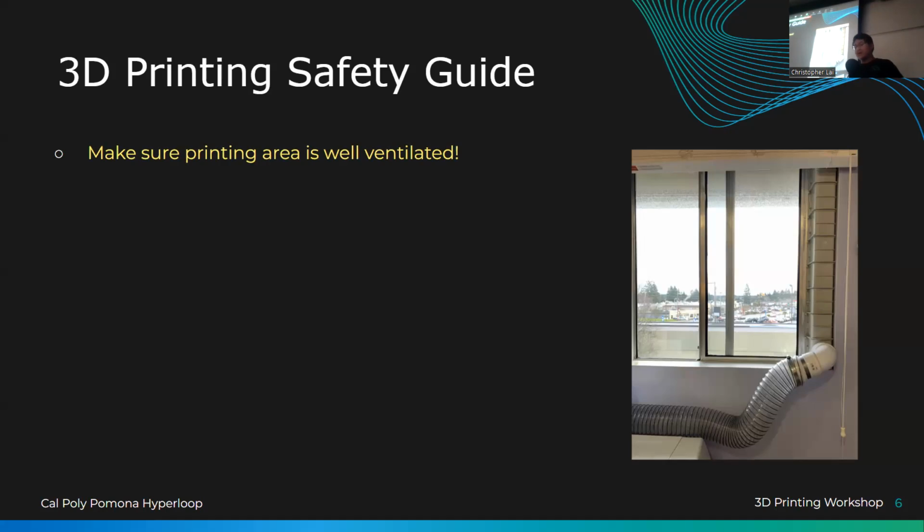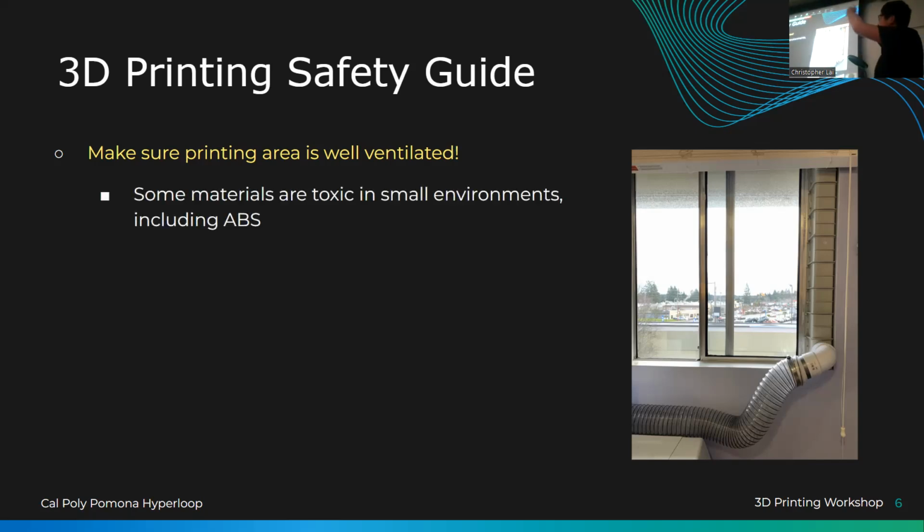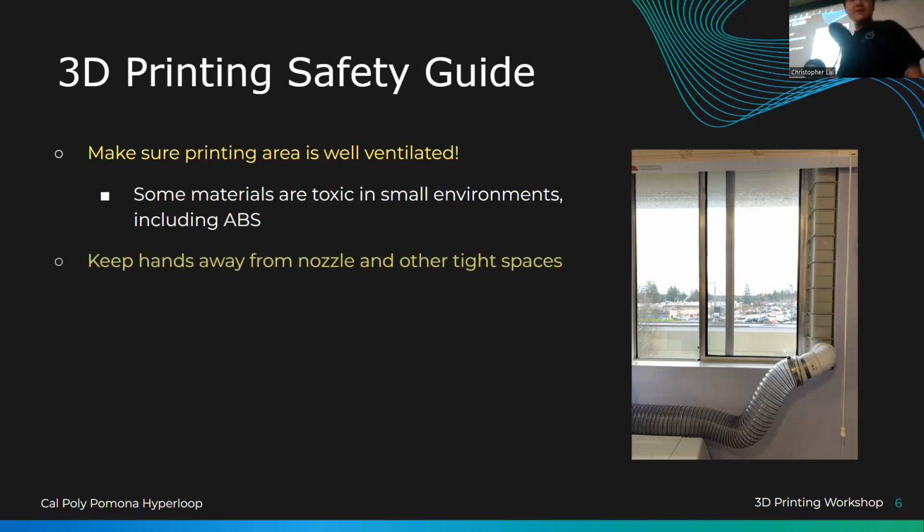I would know, because I have a miniature print farm that I go in and print in a lot, and I always get some sort of irritation afterwards when going in the room because of all the particles that are in the air. So this point is especially important if you're working with ABS, but with PLA it's not as dangerous. Yeah, some materials are toxic in small environments, including ABS.